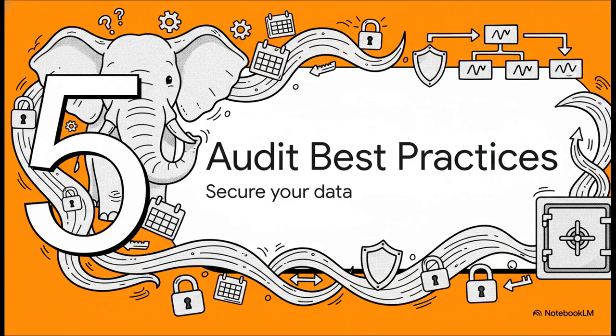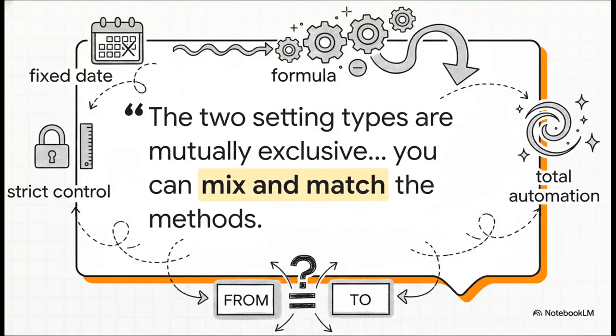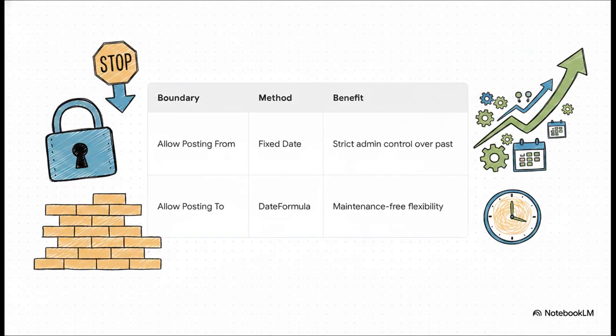Let's wrap up with Section 5, Best Practices for Audits. The documentation from Dynamics 365 Lab provides a genuinely brilliant strategy here. While you can't put a fixed date and a formula in the exact same field, you can mix and match the methods across the from and to boundaries. You don't have to choose exclusively between strict audit control and total automation. So, the crucial point is this hybrid setup. It's the ultimate best practice for secure audits.